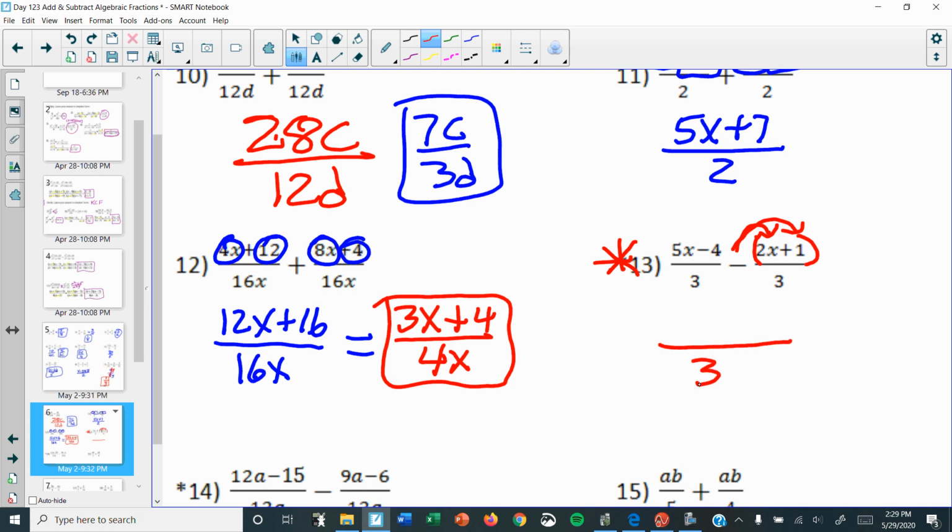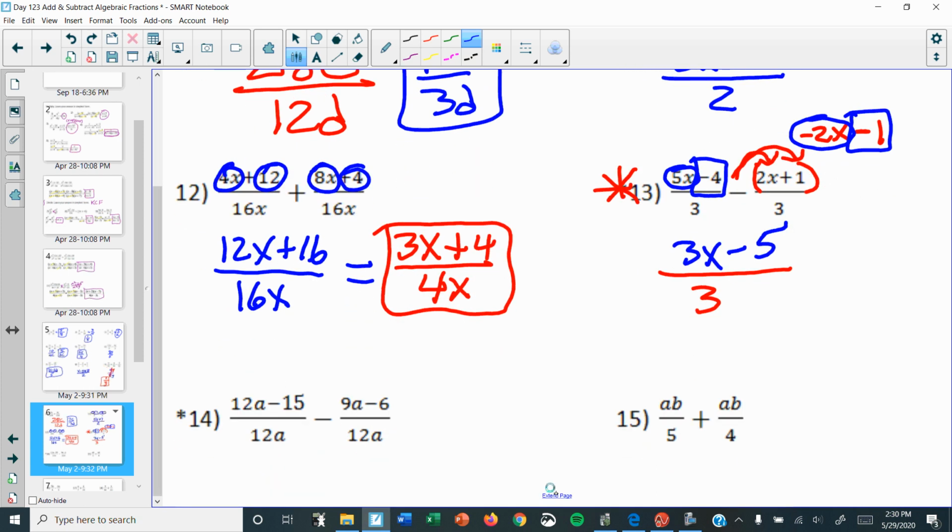So now when you distribute it, I'm just going to write this off to the side. Negative times 2x is negative 2x. Negative times 1 is negative 1 now. So now we're going to add them together. 5x minus 2x is 3x. Negative 4 minus 1 is negative 5. So be very careful with that, because a lot of kids will now write 3x minus 3 over 3 and then take out the 3's. And that's wrong. So be careful.